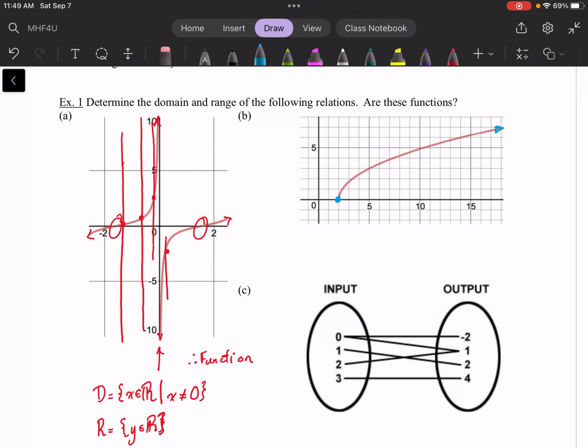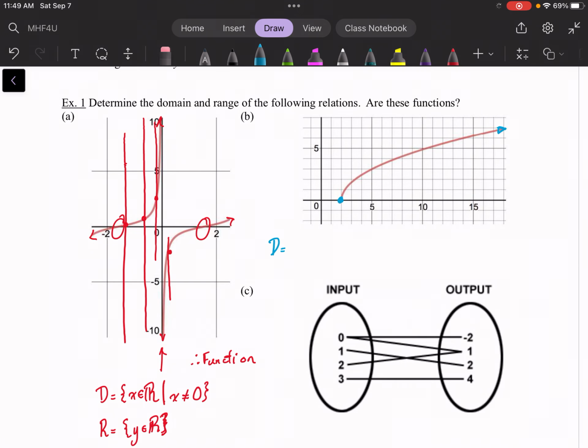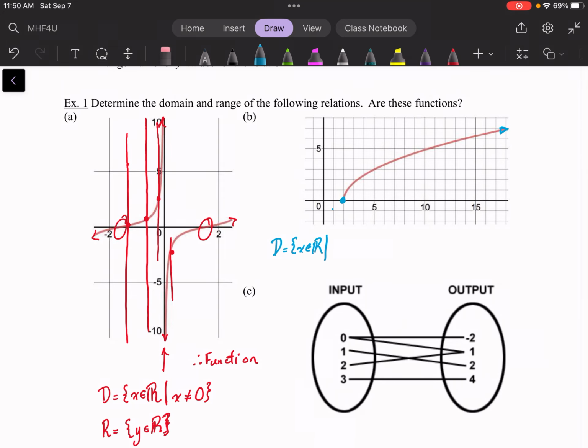So most likely its domain would be, again, all real numbers for the values of x. But it looks like x starts at the value of 2. So it looks like it starts at the value 2, and its values are greater than 2, but not only greater than, it is also equal to that value.